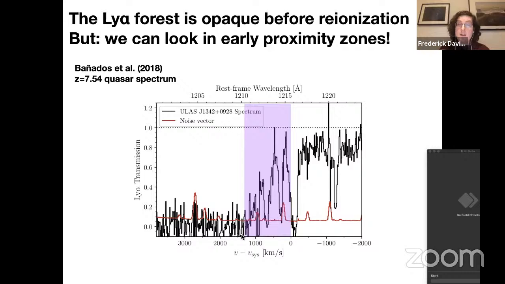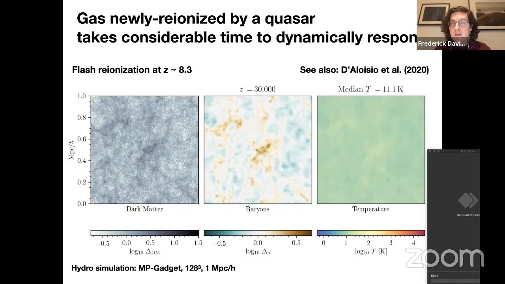And so potentially we can use the information contained in this region to understand the structures in the very, very early universe. Now, of course, when the quasar reionizes that region around it, if it's carving out its own giant Strömgren sphere, it's also rapidly heating the gas by, say, a few tens of thousands of Kelvin. But fortunately, if the quasar has only been on for 10 to the 6 years, as Karna was showing, the gas actually hasn't had time to respond to this new heat injection.